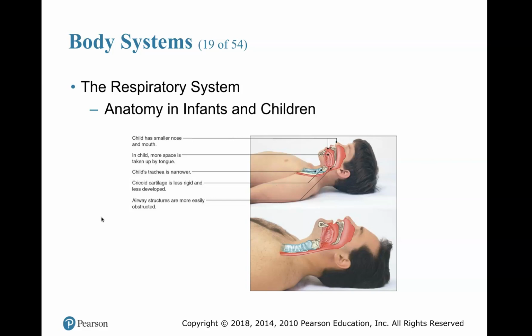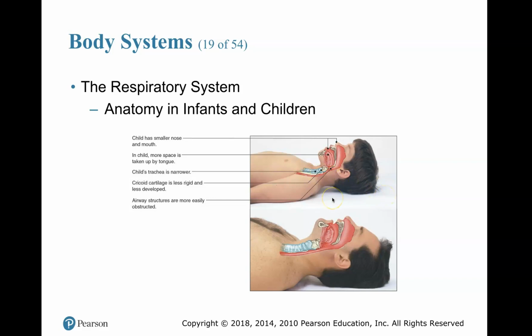Okay, the child's trachea is narrower, smaller. The cricoid cartilage is less rigid and less developed. So if we look at that cricoid cartilage right here, that is the cartilage. It's your Adam's apple. For those of you who don't know medical terminology yet, that is your Adam's apple. And the airway structures are more easily obstructed because it is narrower, because it is not as strong. It's more pliable. It can collapse a lot easier.